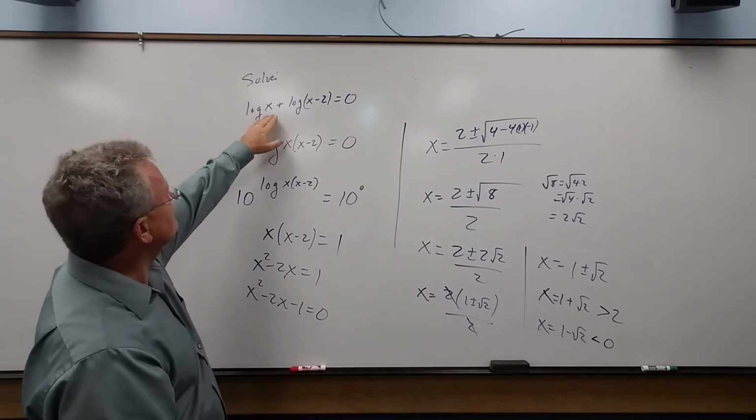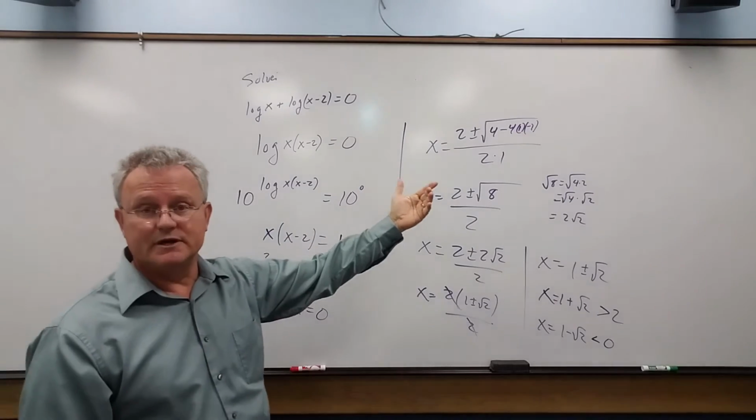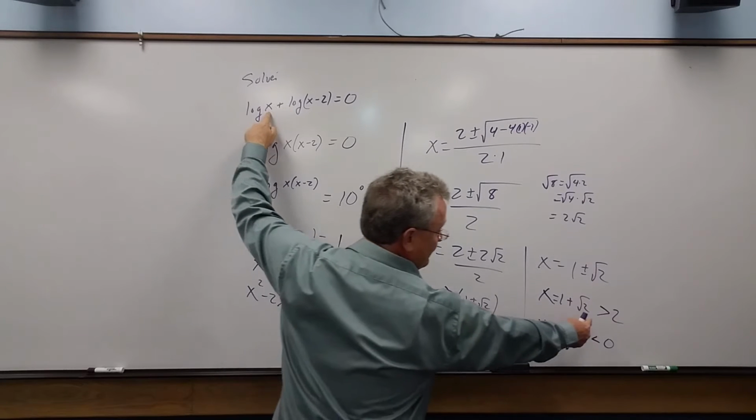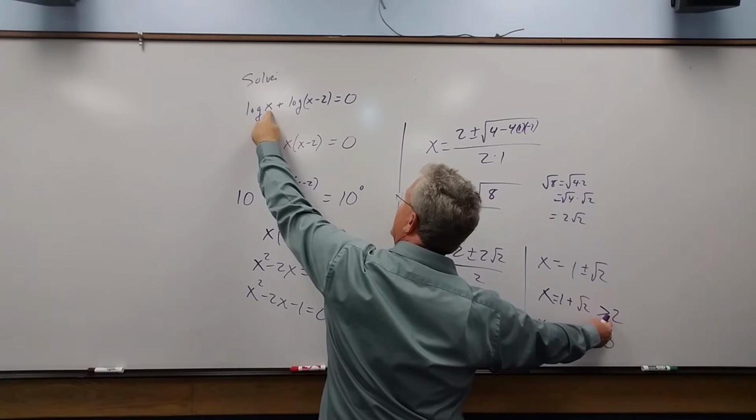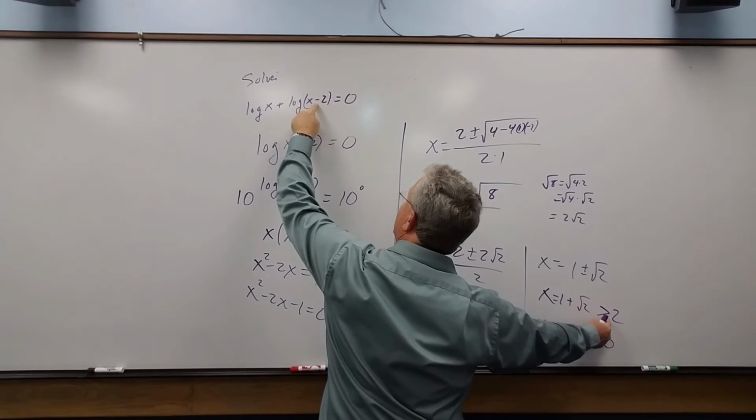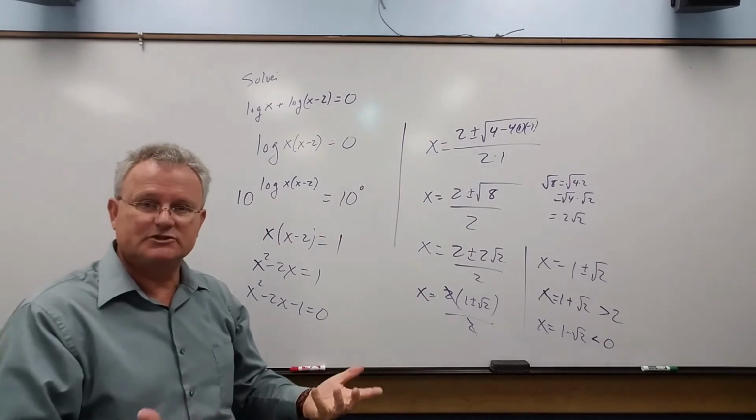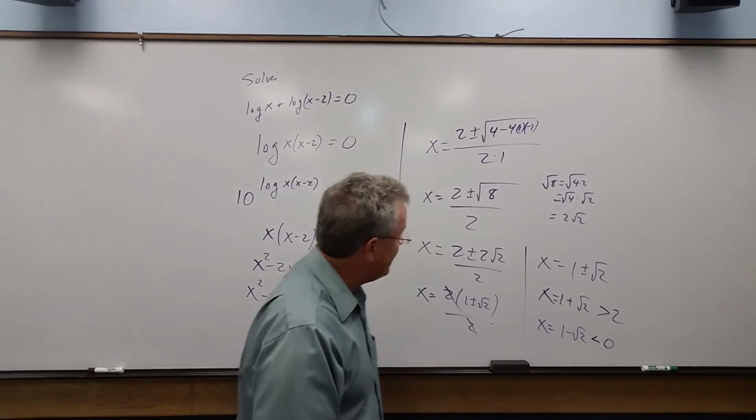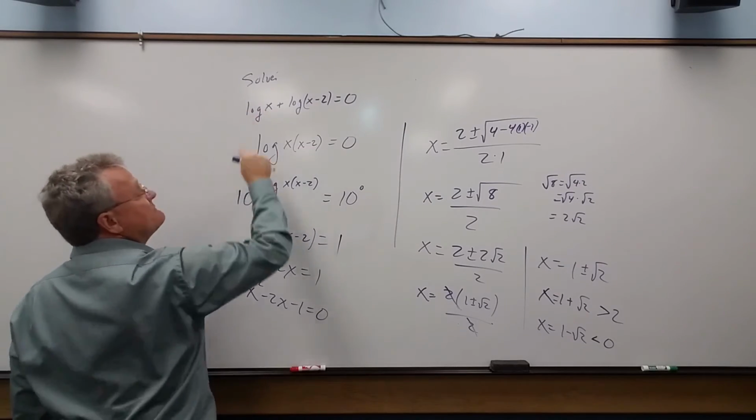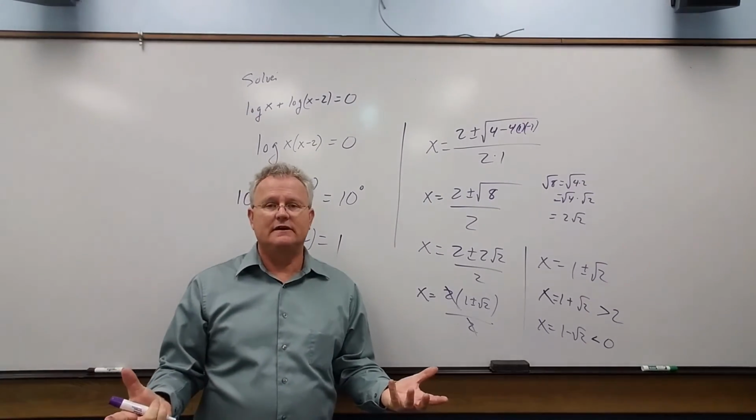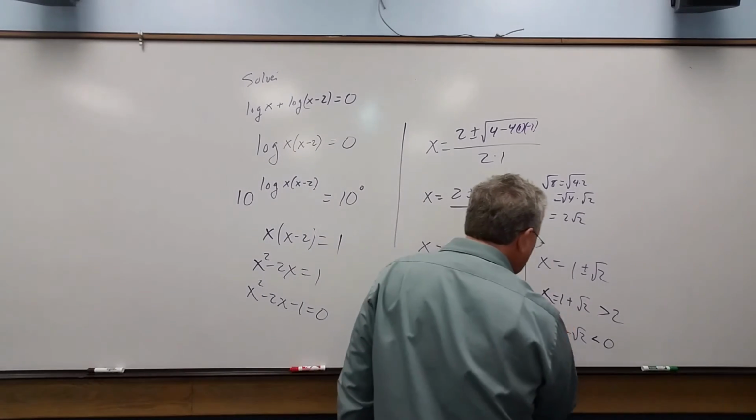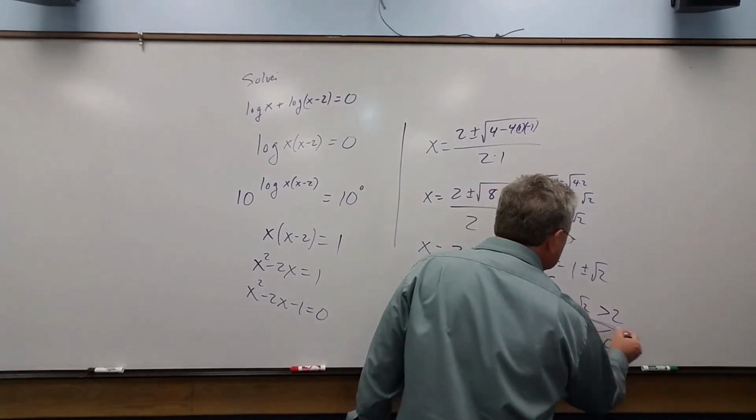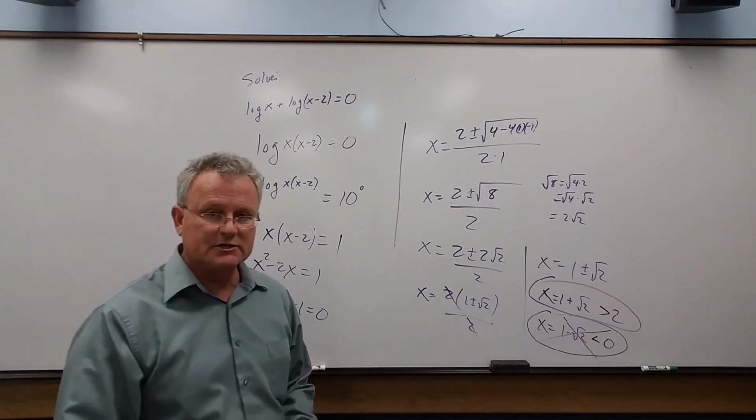Now when we go back to the original problem, the arguments need to be positive. Well, when I plug in some number bigger than 2, I'm going to get a positive log here. The log of a positive number, that means that's going to be a solution. However, when I plug in 1 minus root 2, that's a negative number, and when I try to take the log of a negative number, it's not defined. So therefore, 1 minus the square root of 2 is not a solution. And the only solution to this problem is 1 plus the square root of 2.